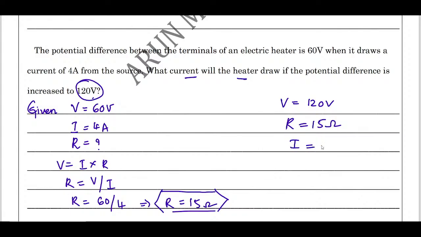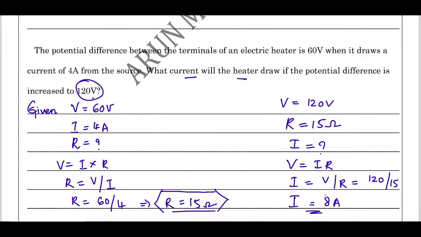We need to find out current I. Again by using Ohm's law, V equals I R. I equals V divided by R. What is V? 120 divided by resistance, which is 15. The resistance will remain same. You can change the value of potential difference or the current. Therefore 120 divided by 15 is 8. Therefore the current drawn by the heater will be 8 ampere if the potential difference is increased to 120 volts.